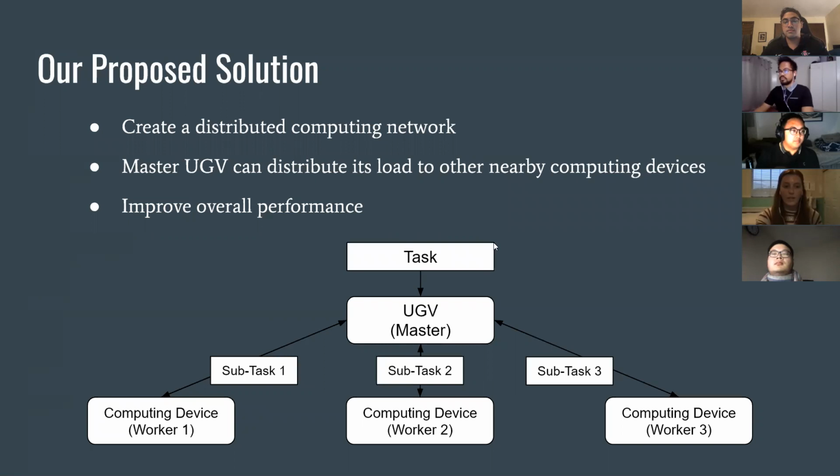So in order to enhance the computing performance of large computational tasks, the Swarm team has designed and implemented a distributed computing network. This network comprises a master node and one or more other devices which also exhibit computing capabilities. The master node is able to offload parts of its computational load to these nearby computing devices to help distribute the workload. In doing so, the overall execution time will be diminished and therefore improve the overall performance.